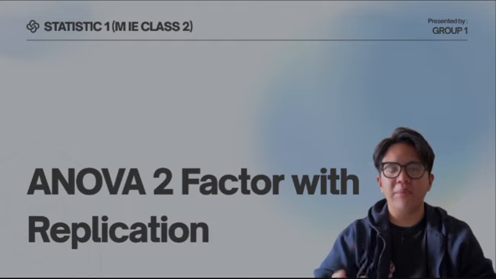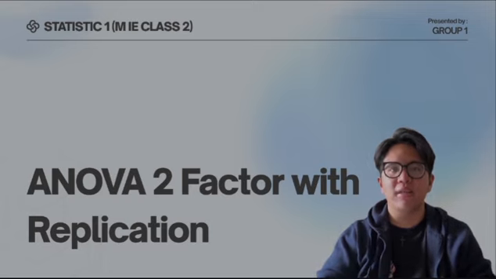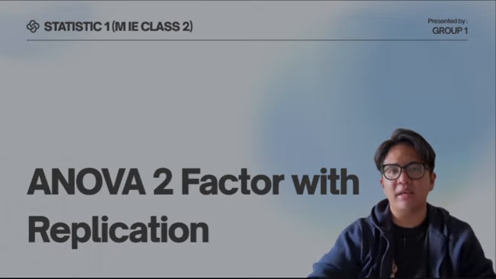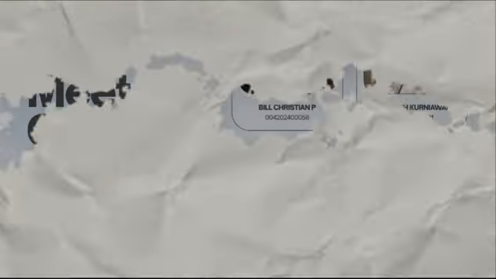Today, we will be explaining the concept, purpose, calculation, and example of two-factor ANOVA with replication, one of the most essential tools in inferential statistics. This test helps us to understand how two categorical factors influence a continuous variable and whether these two factors interact with each other. So, let's begin our discussion.